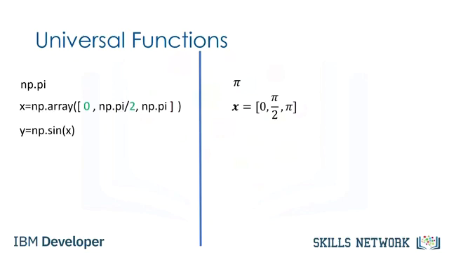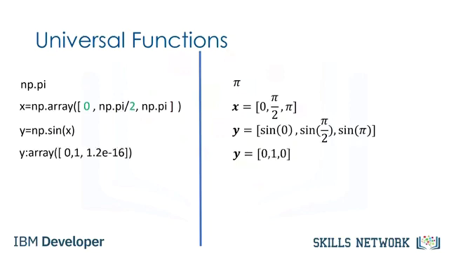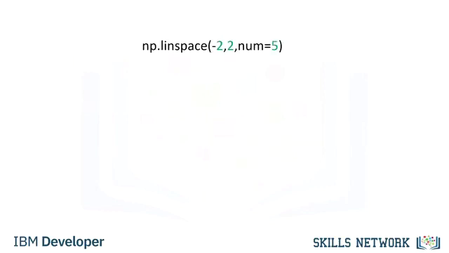We can apply the function sine to the array x and assign the values to the array y. This applies the sine function to each element in the array. This corresponds to applying the sine function to each component of the vector. The result is a new array y, where each value corresponds to the sine function being applied to each element in the array x. A useful function for plotting mathematical functions is linspace.